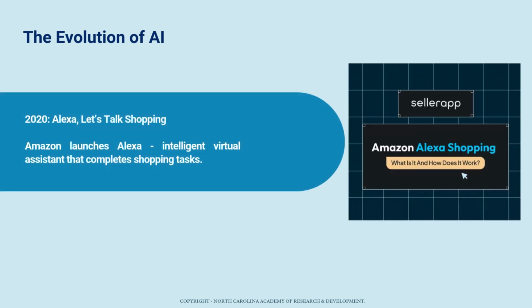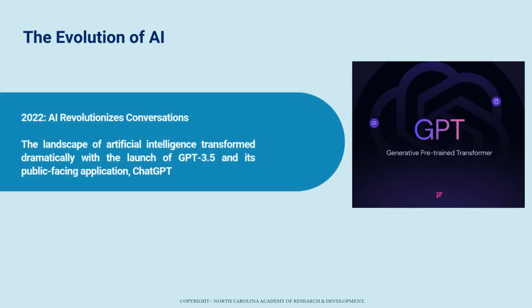By 2020, Amazon's Alexa had become a household name. This intelligent assistant not only answered questions, but also handled shopping tasks, showing AI's growing integration into consumer life. And finally, in 2022, we witnessed the launch of GPT-3 and its public-facing sibling, ChatGPT. These tools showcase the power of AI-driven conversations, setting new standards for creativity, problem-solving, and interaction.